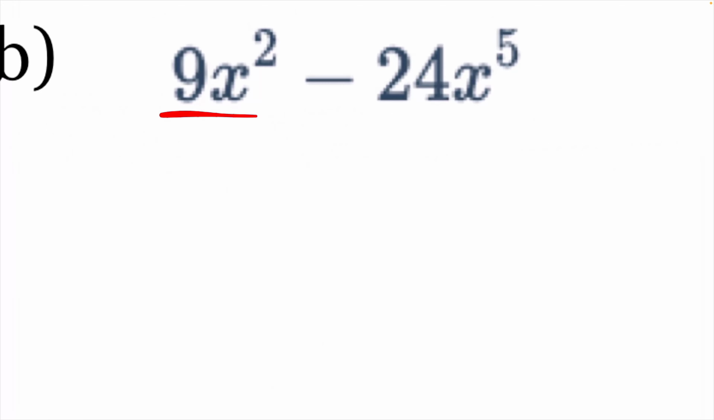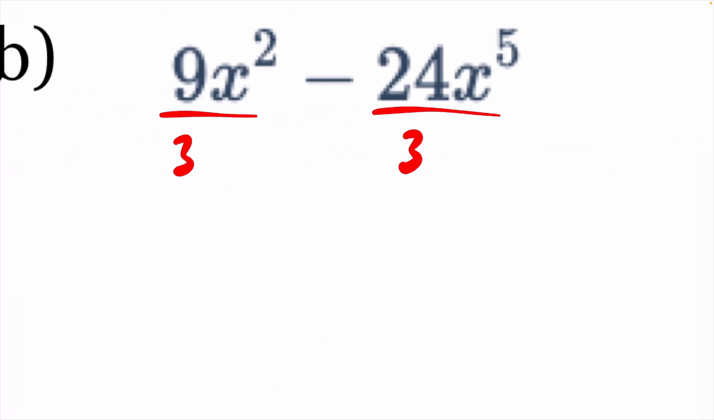We got 9 and 24. What's the biggest thing that goes into 9 and 24? 3, right? I think 3 is the biggest. Now I have x. They both have x's now, so I can take those into account. So this guy has x squared, 2 of them. This guy has x to the 5th, 5 of them. What's the biggest amount I can take from both? It's 2, right? I can only take 2 because this guy has 2 to give. This guy has 5 to give, but I can't take 5 away if he doesn't have that, right?